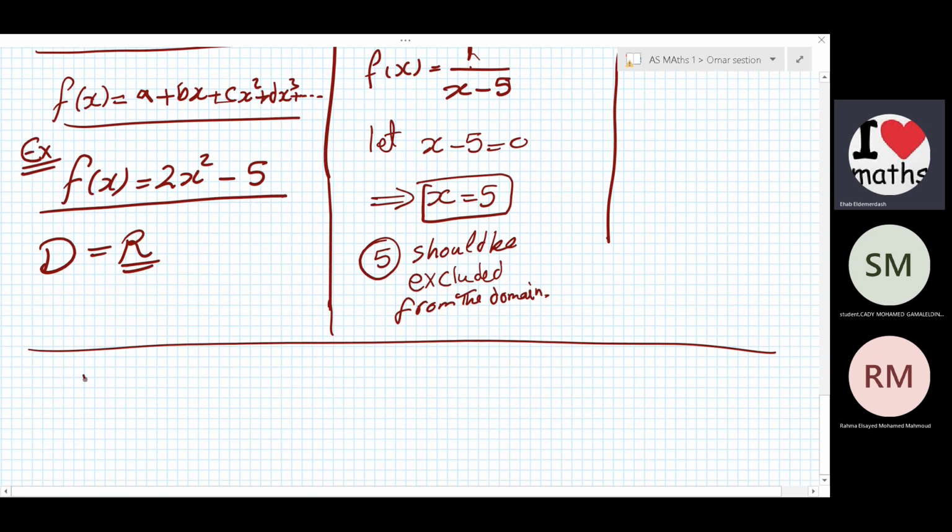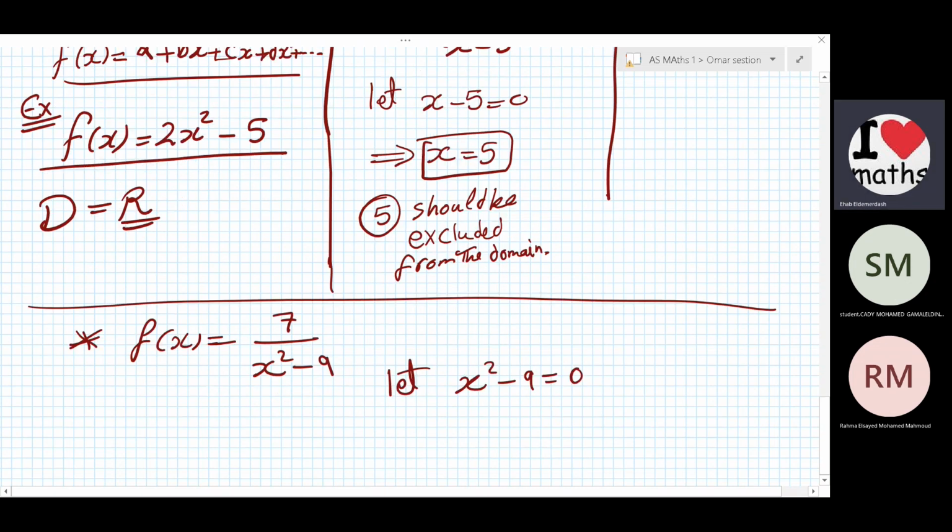Let me go for another example related to this one. If I said f of x is equal to 7 over x squared minus 9. Who can tell me what is the value or the values which should be removed from the domain? Is it only 3, or do you think there is another number? To identify that, you just let x squared minus 9 is equal to 0.